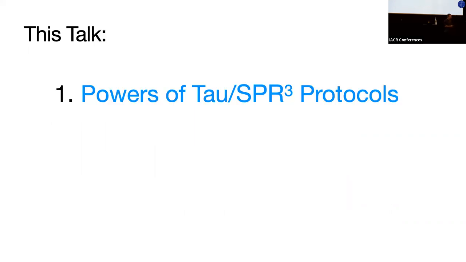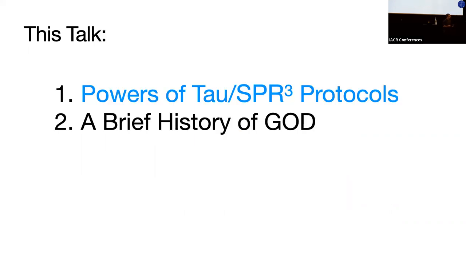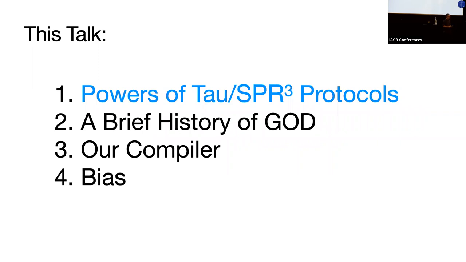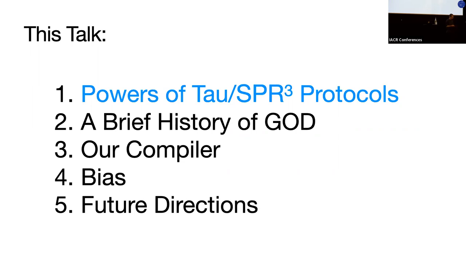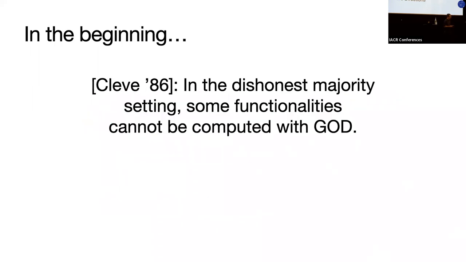For the rest of this talk, I'm going to give you a little bit of context about guaranteed output delivery so you can see how this result fits in. Then I'm going to tell you how our compiler works. And then I'm going to tell you a little bit about the bias that this compiler allows the adversary to inject into the protocol. And I'm going to argue that this bias is essentially harmless in the context that we care about. And finally, I'm going to leave you with a couple of open questions. So then let's talk about GOD.